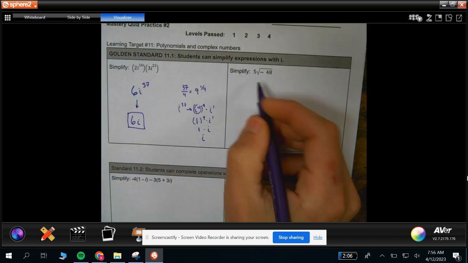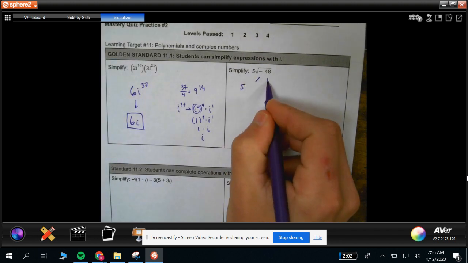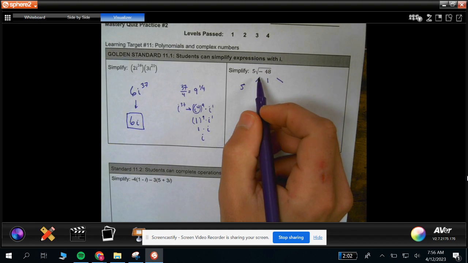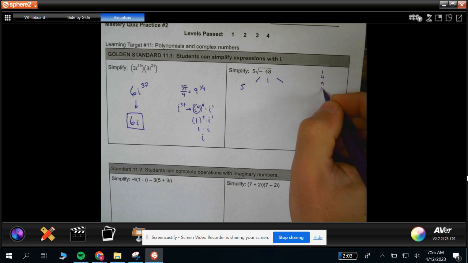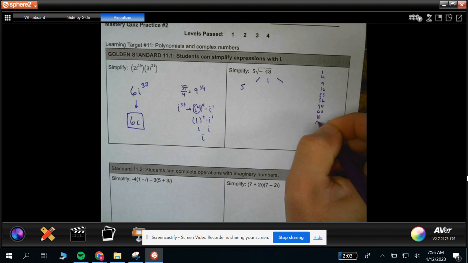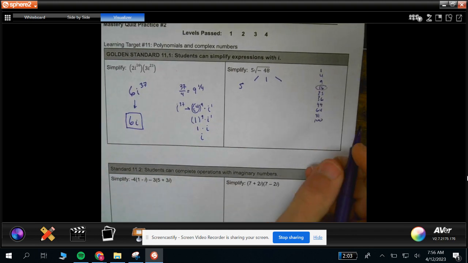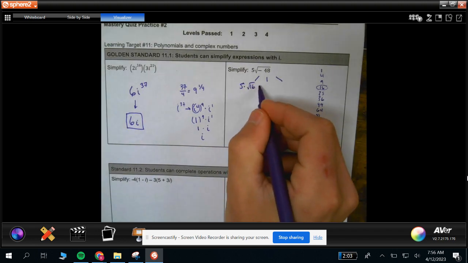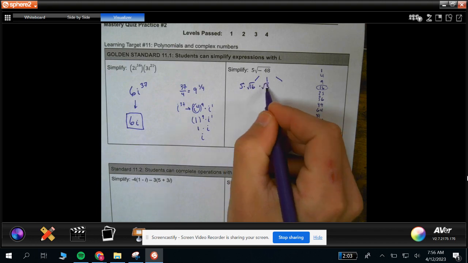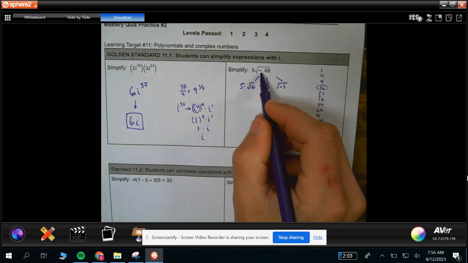All right, for the second one, 5 times the square root of negative 48. The way I like to do these is to break up the square root. What's the largest perfect square that goes into 48? Again, perfect squares: 1, 4, 9, 16, 25, 36, 49, 64, 81, 100, and so forth. The biggest one that goes into 48 would be 16. So that means I have the square root of 16 times the square root of 3, because 16 times 3 is 48. And then I have to account for the square root of negative 1 because it's negative.